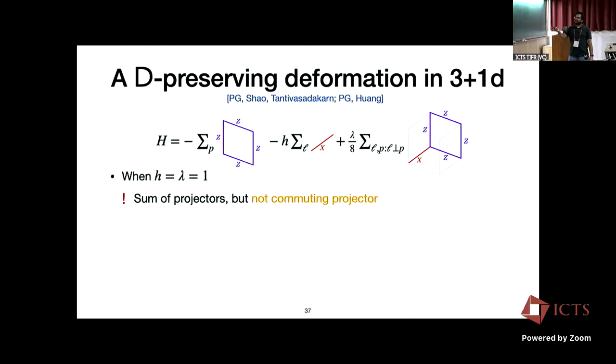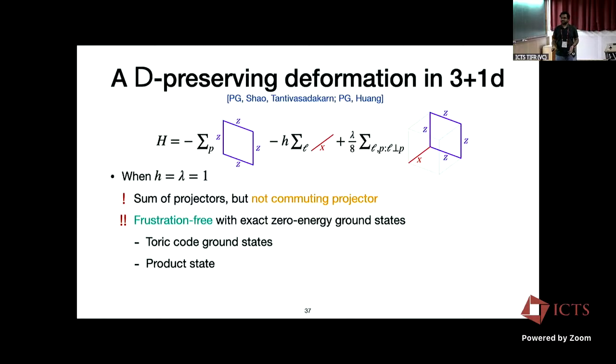Once again, when h is equal to 1 and lambda is equal to 1, this model can be written as a sum of projectors, but it's not a commuting projector model. In fact, it's frustration free. You can compute the ground states exactly. They're given by the toric code ground states, which are the ground states of this term, and a trivial product state, which is a ground state of this X term. And these are the only ground states. There are no other ground states.